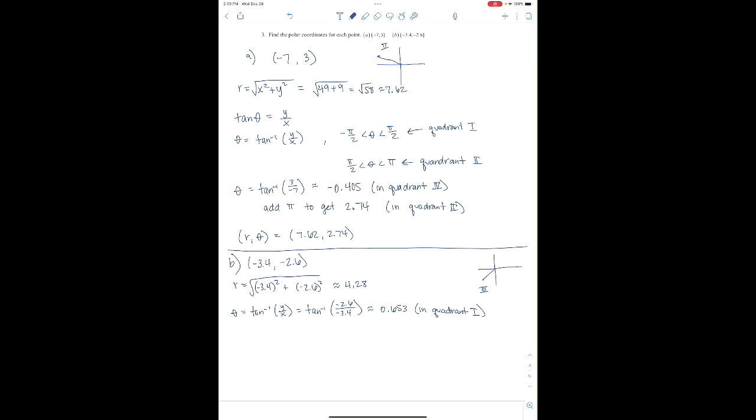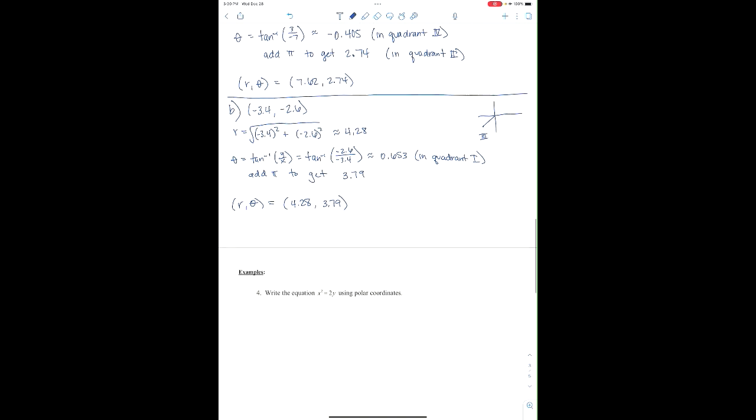We want quadrant 3, so we're going to add pi, and we get about 3.79. So our polar coordinate of r, theta is 4.28 and 3.79. All right.